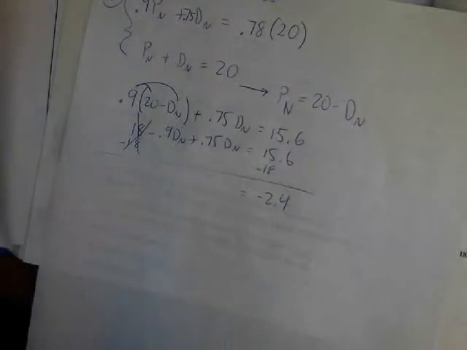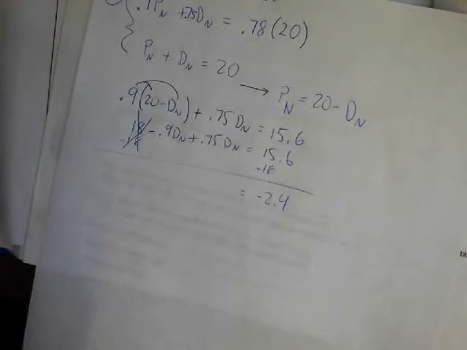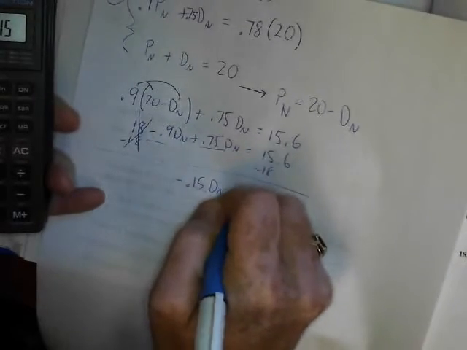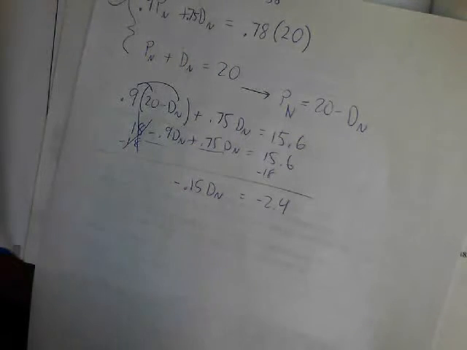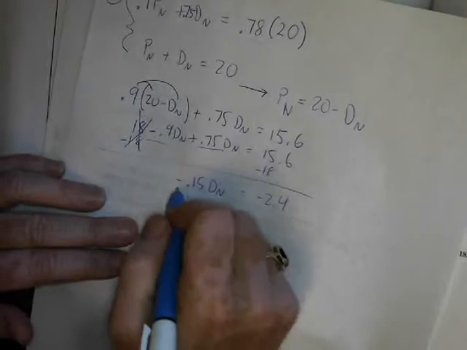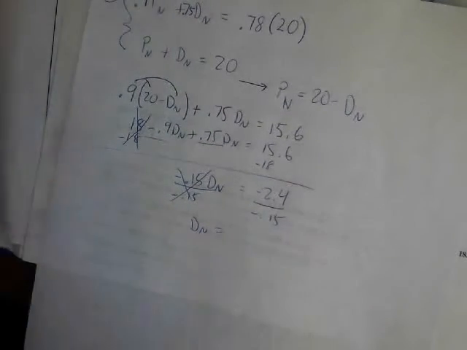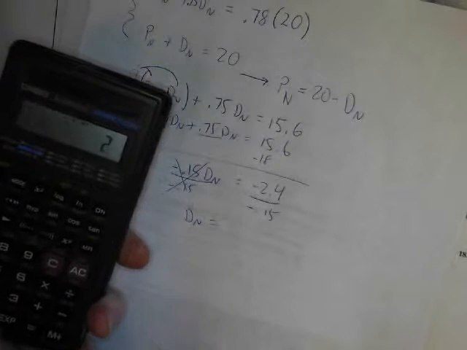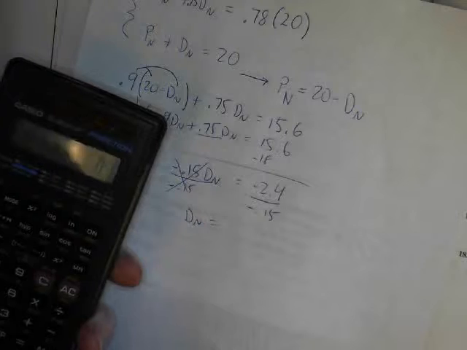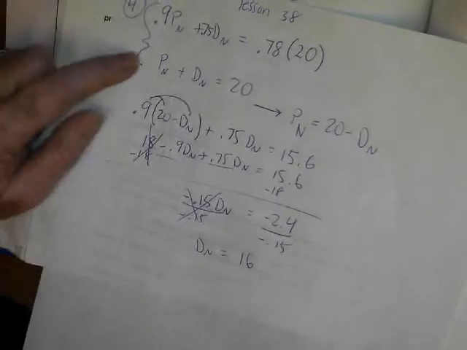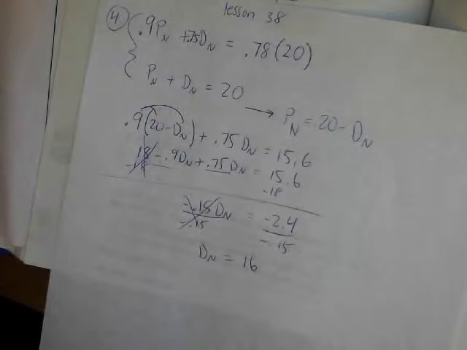Okay, this and this, when you add them up, it's going to give you a negative 0.15. I did that on the calculator. And then we divide both sides, and we have D sub n is equal to, let's see, 2.4 divided by 0.15. That's 16. So we remember that what they poured in plus what they dumped in was equal to 20. So that means that they must have poured in 4.